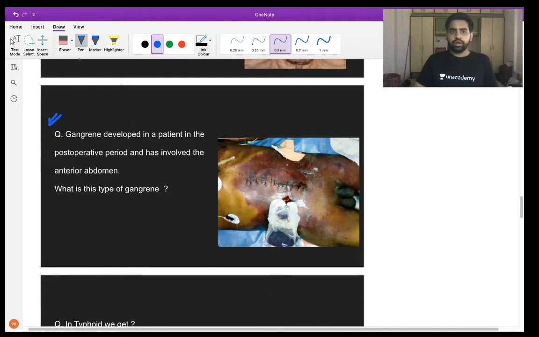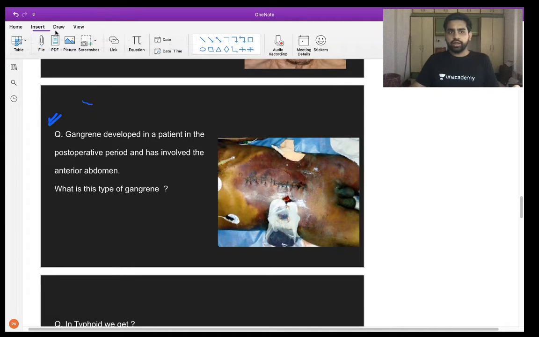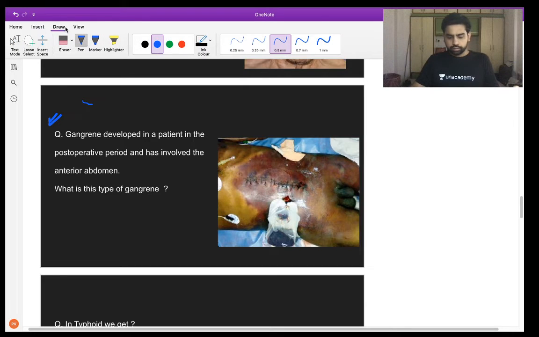Now this is something which you should know. Can you tell me what this is? A gangrene developed in a patient in the post-operative period and involves the anterior abdomen. What is this type of gangrene? Can you tell me, guys? Spot diagnosis. It is an important image. You must have definitely heard about this, but you're not able to recollect it. Can you tell me, guys, what is the thing over here?